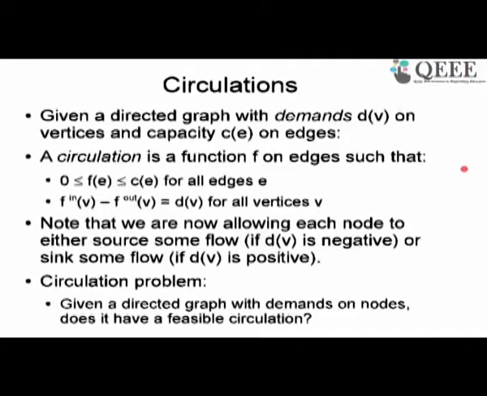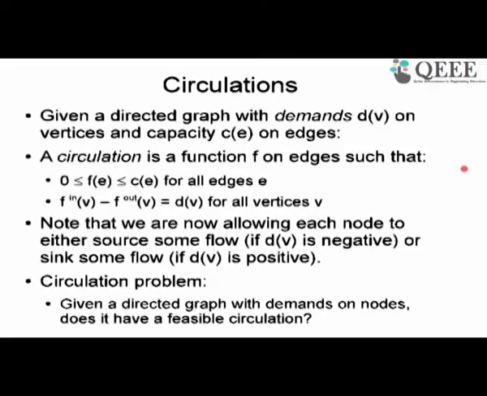The only place in a flow where we made an exception was the source and target. At the source node you can have positive outflow. At the target node you can have positive inflow, because the source is generating and the sink is sinking. Whereas for all internal nodes, the incoming and outgoing should match. In a circulation we don't need to match it. There can be a difference between incoming and outgoing flow for a node.